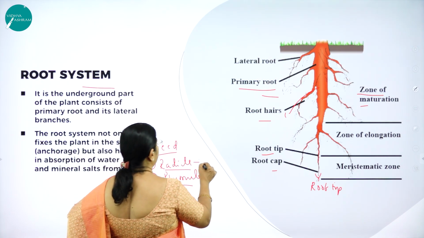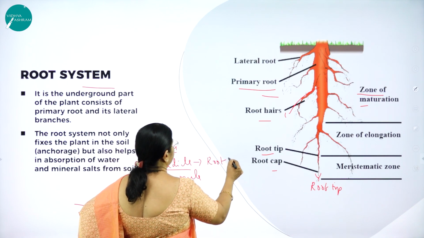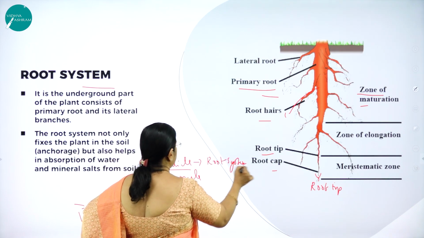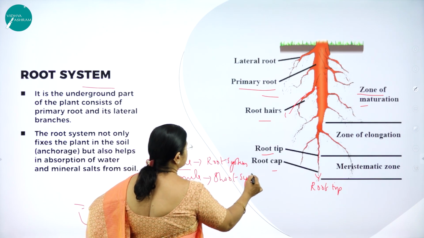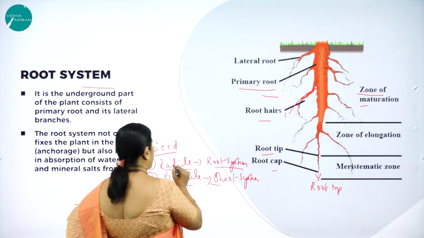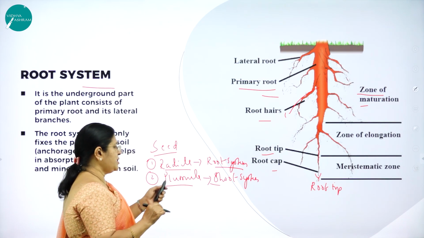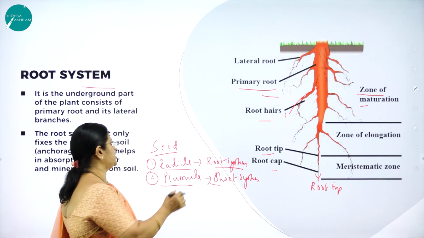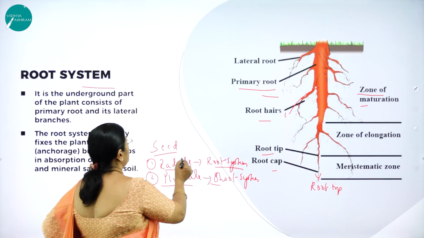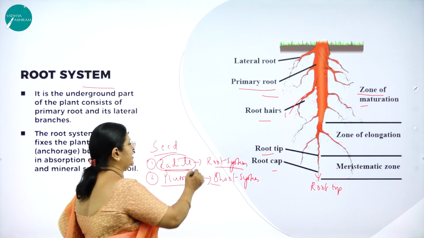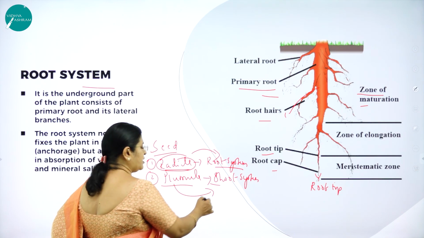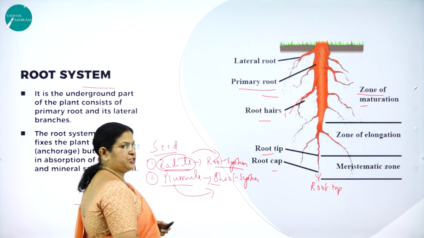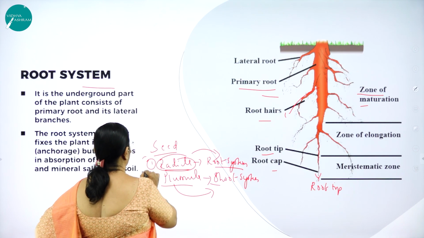So the radicle develops into the root system and the plumule develops into the shoot system. So when we sow a seed, one part of the seed called the radicle develops into the root system and one part of the seed called the plumule develops into the shoot system. This is a very important point.